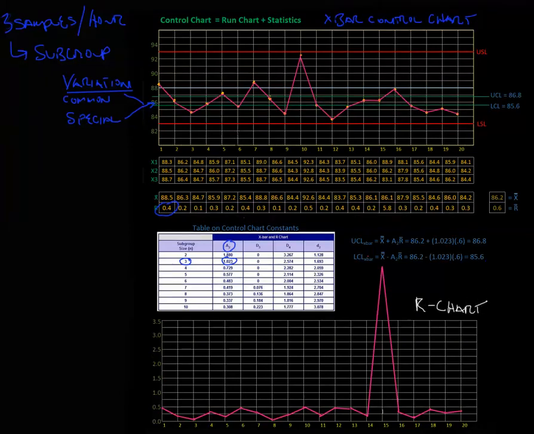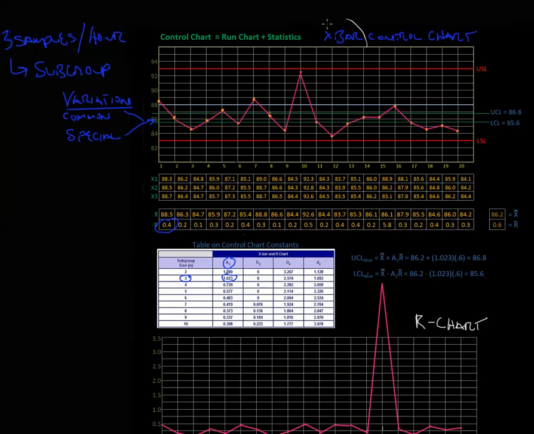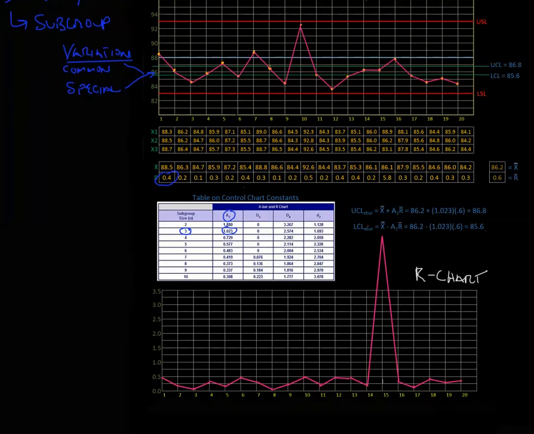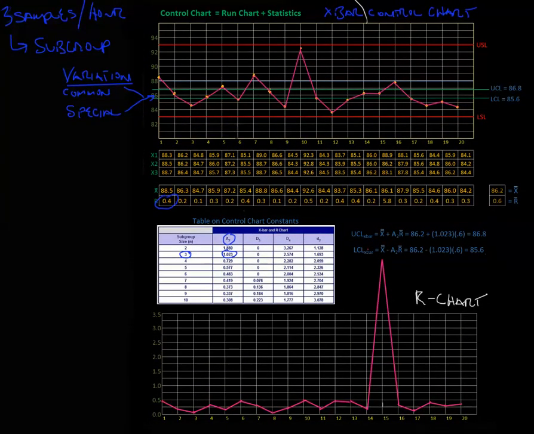So up here we have our X bar chart. Down here we have our range chart, and our X bar and range, or X bar and R chart, commonly work together in statistical applications. So I've plotted all of our range values, and obviously here's a giant anomaly right here, but I've plotted all of these. And now what I want to do, just like I did up here, is calculate the control limits for our ranges.